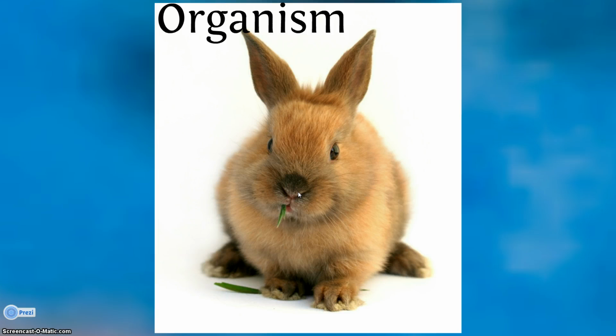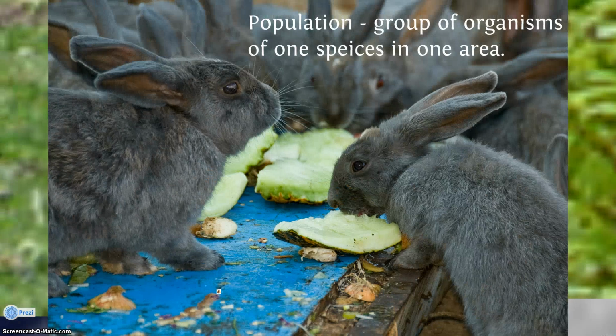We have a picture of a bunny and he's adorable. And I have with him the name organism. I want you to understand that the single individual animal or plant or bacteria, one thing, is an organism. But when I take a big group of the same organism, I am talking about a population. So a population is a group of organisms in one single species that live in one area.